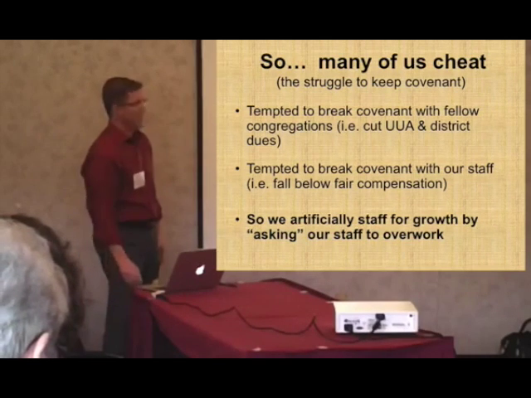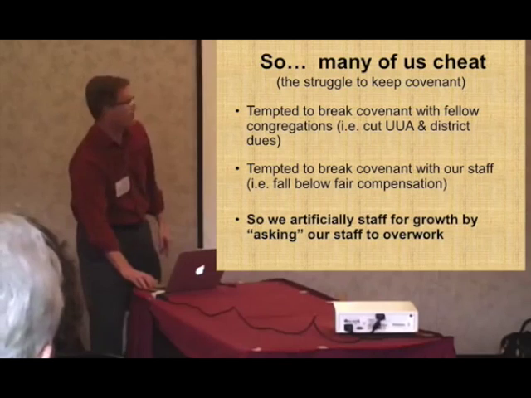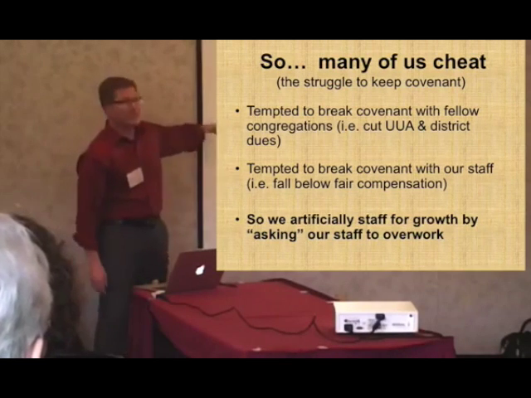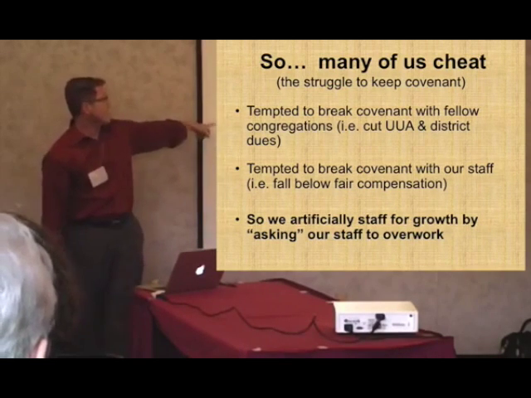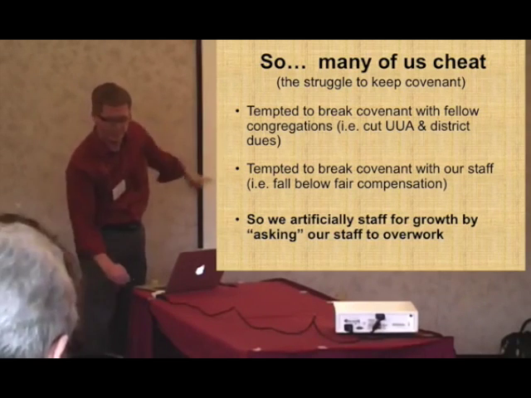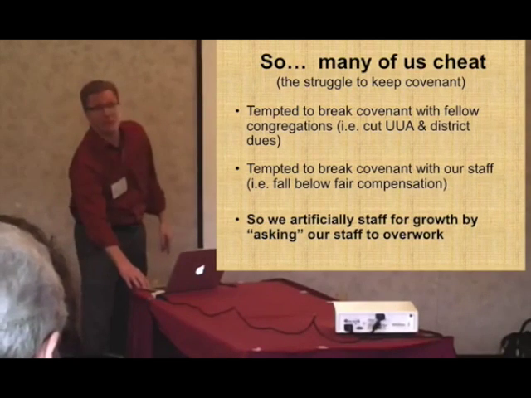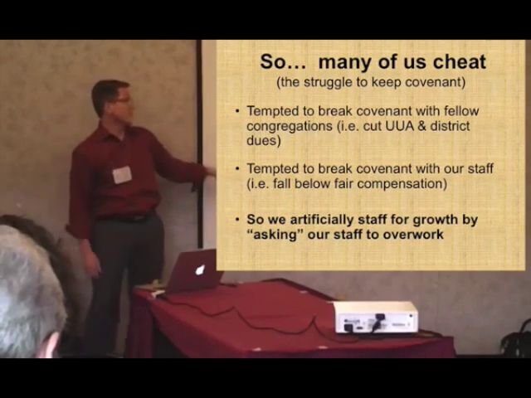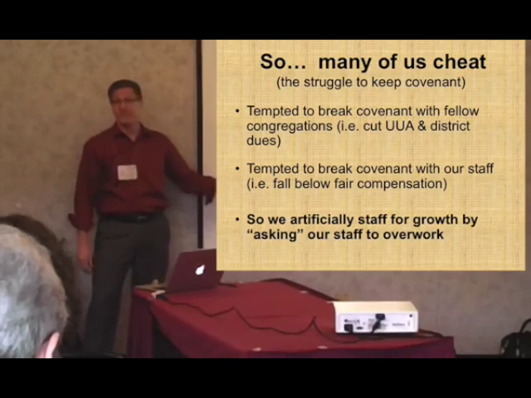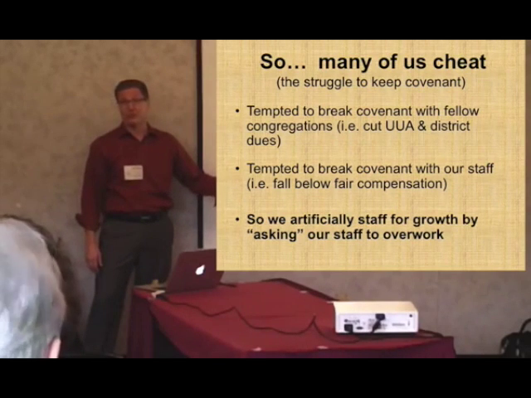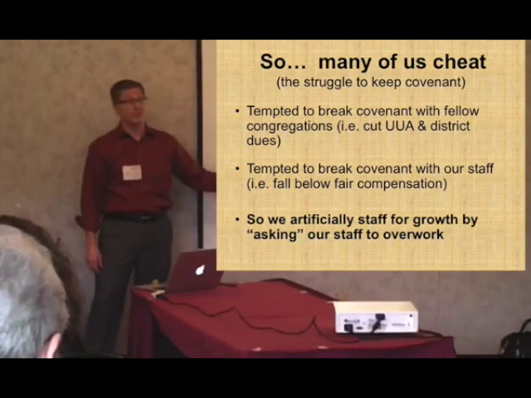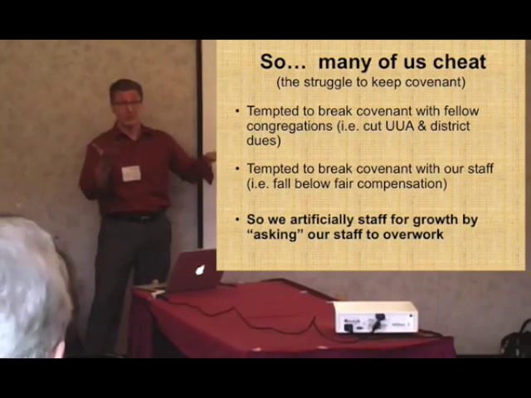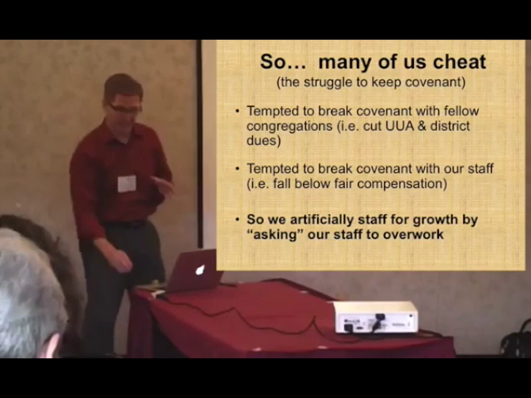So what many of us do when you analyze them is we struggle to keep covenant. And the way we get it is we staff for growth, we either break covenant with our congregations by not paying our dues, or we break covenant with those who serve us by not paying fair share. And so in the end, what we end up doing is artificially staffing for growth by asking, in many cases, our staff to overwork, which they often gladly do. So you need 5 staff to be staff for growth, you have 4. But the 4 work because it's so passionate and if you're growing. So this is a situation that we're wrestling with in a lot of cases.